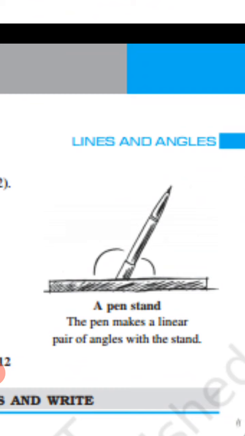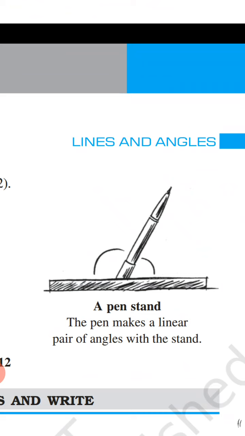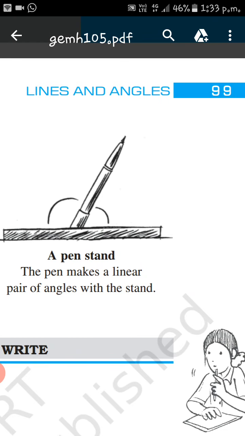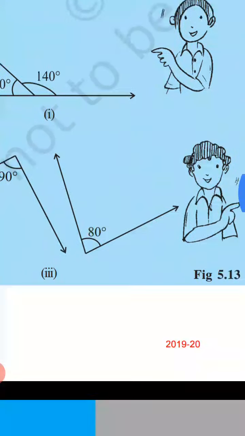You see the pen stand, this is horizontal, it is a straight line, and this is another line or ray, you can say. So both angles are adjacent angles and they form a linear pair because their sum is 180 degree.